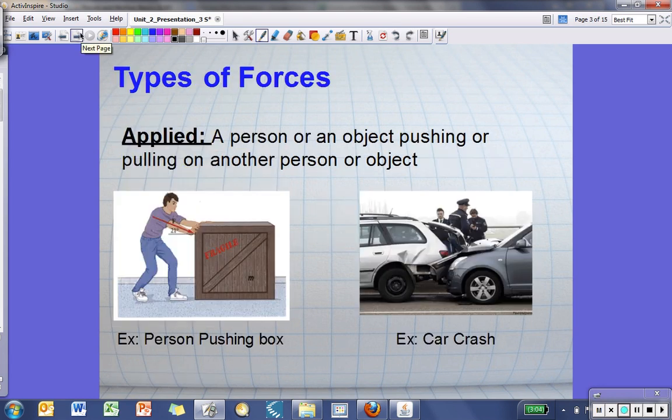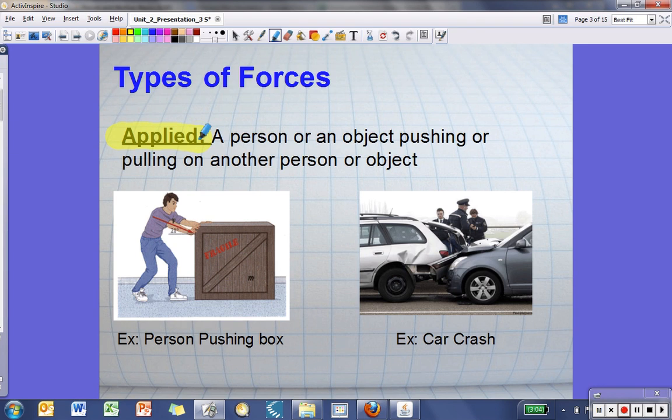Okay, so what we're going to go over in the next few slides is what the different types of forces out there are. There are different ways that an object can be pushed or pulled. The first one, the most common one, is called an applied force. It's when an object or a person just physically pushes something, like, as you can see, a person pushing a box.